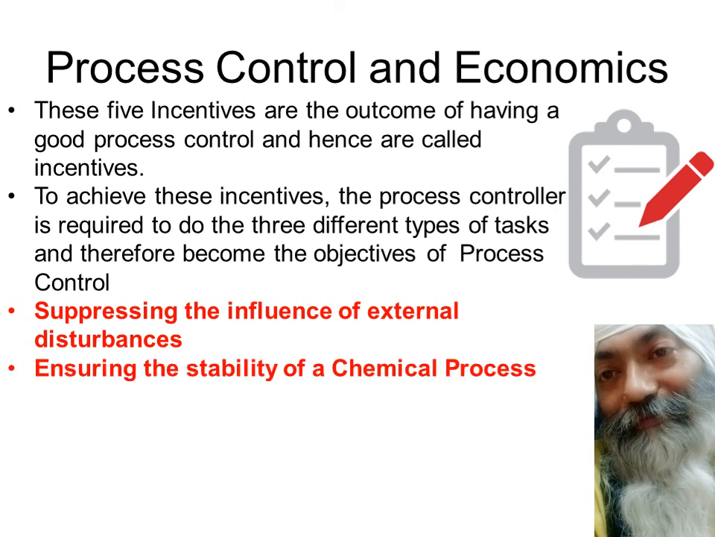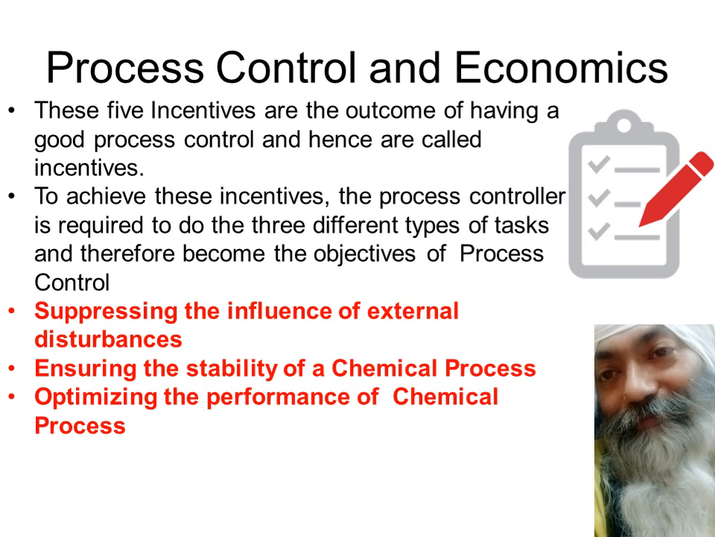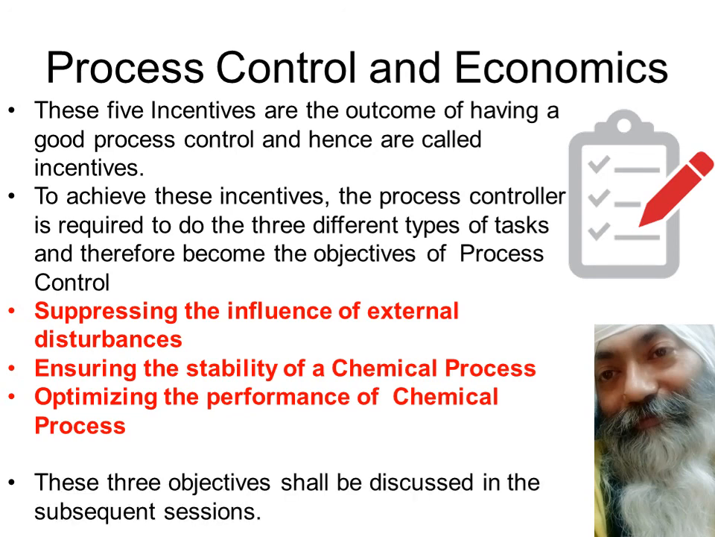This is one thing. Ensuring the stability of the chemical process. This is the second thing. And optimizing the performance of the chemical process, of any chemical process. So you can say that these are the three main objectives the process controller should achieve in a controlled process, so that we have the five benefits which we have discussed. And these three objectives will be discussed in the coming sessions. So I hope friends now you know what is the role of process control in economics.